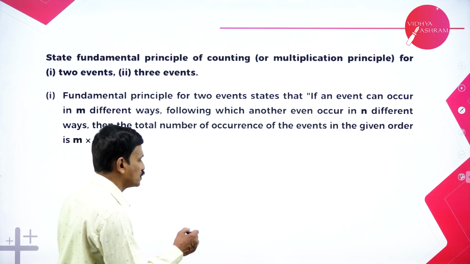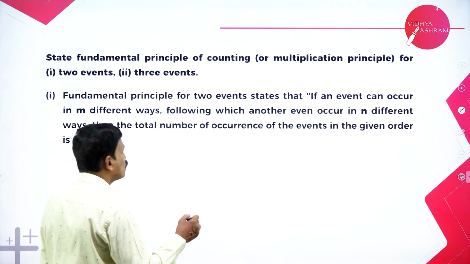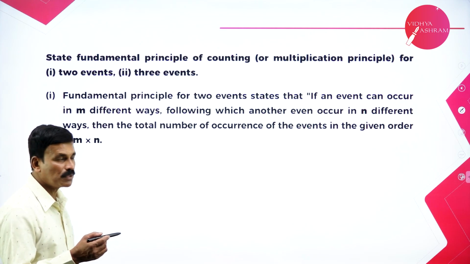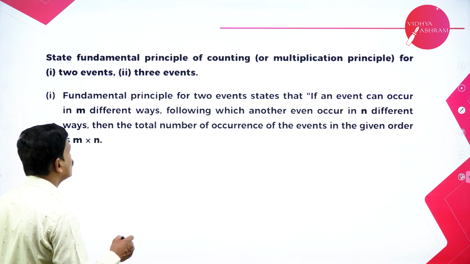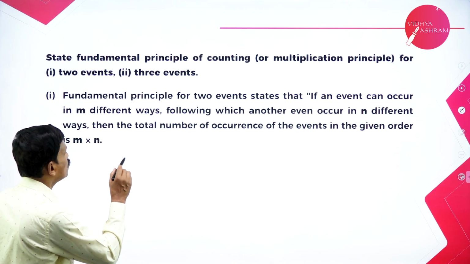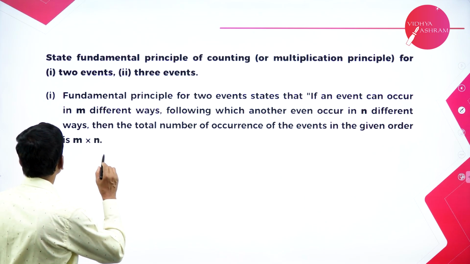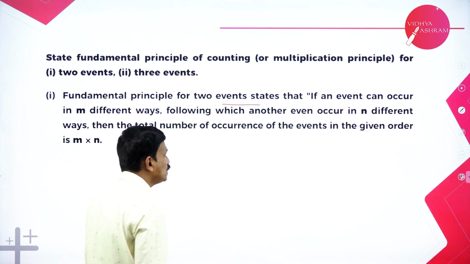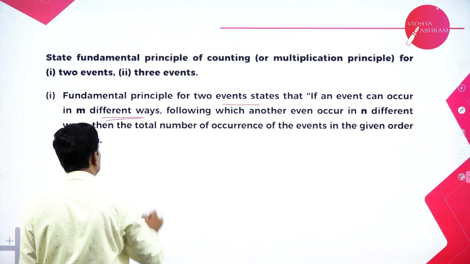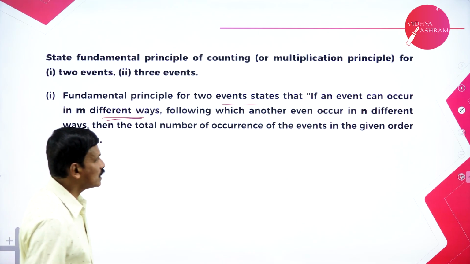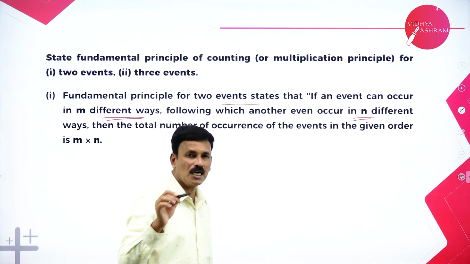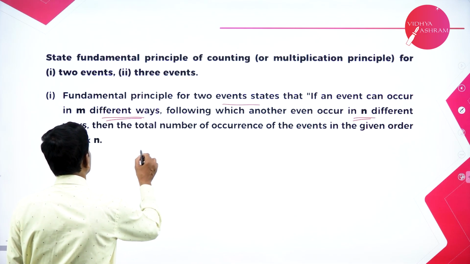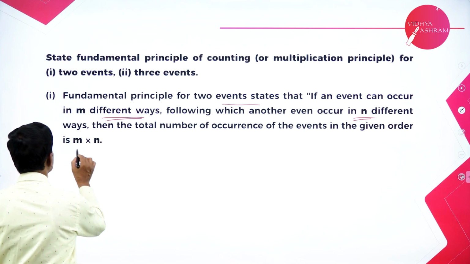What is this fundamental principle of counting? It is also called the principle of multiplication. It states that, for any 2 events or any 3 events: the fundamental principle for 2 events states that if an event A can occur in m different ways, following which another event B occurs in n different ways, then the total number of occurrences of the events in the given order is m into n.